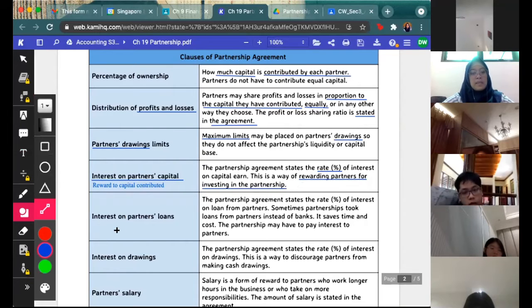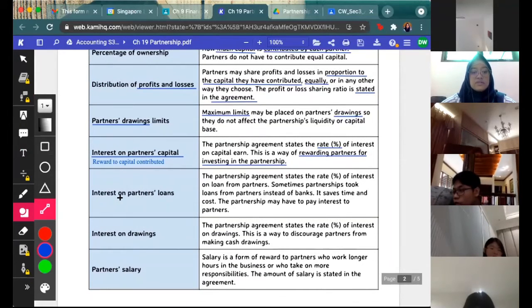And then we also have interest on partners' loan. Okay, this is also in a rate.